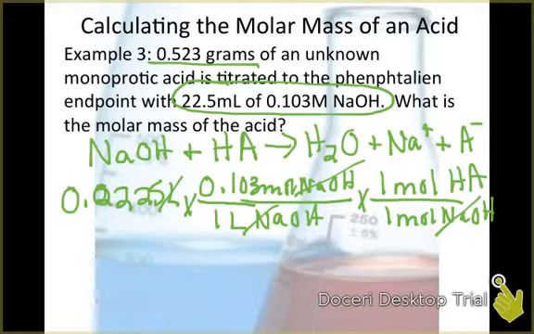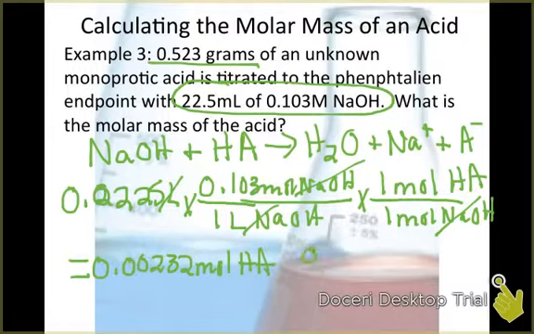So now that we have moles, I'm going to go ahead and solve for that. So I'm going to get 0.00232 moles of my HA, and we want grams per mole. Well, it gave us grams, so now what I'm going to do is take my 0.523 grams, and I'm going to divide it by the answer I just got, 0.00232 moles, because that's the unit for molar mass.